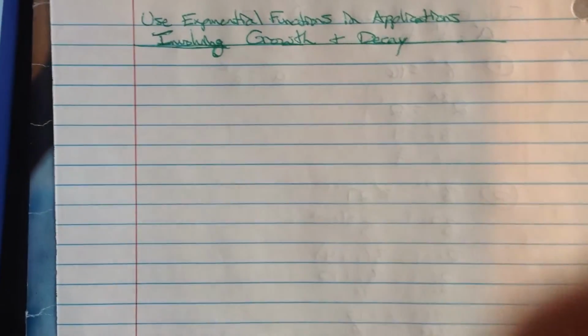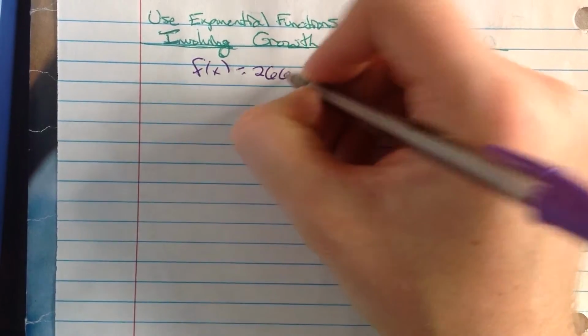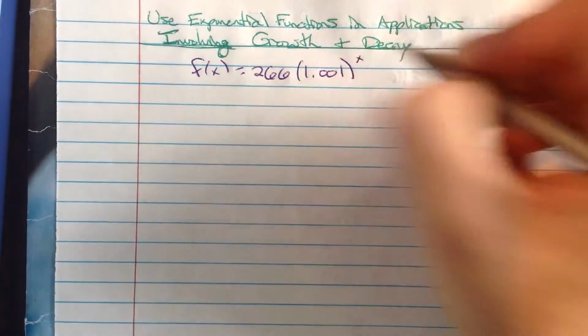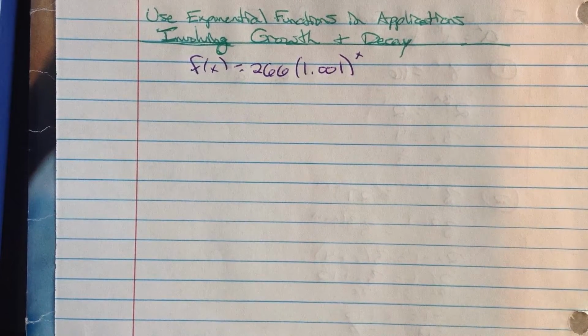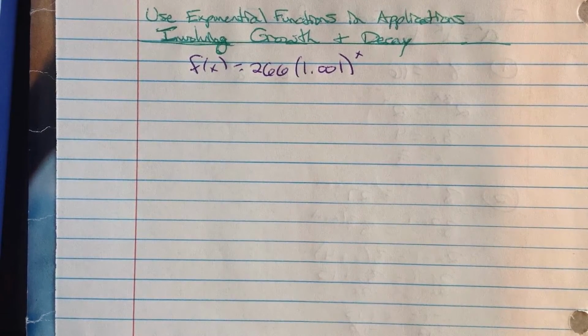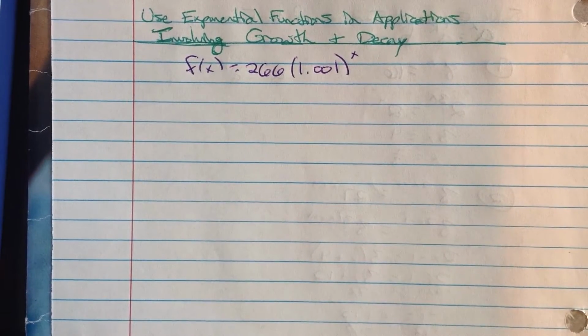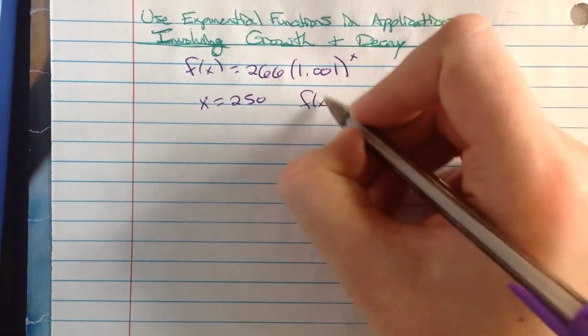So let's quickly write that function. f of x equals 266 times 1.001 to the x power. So what this means is, well, first, what do we want to find? Let's first identify that part. We want to use the function to approximate to the nearest unit the carbon dioxide concentration in 2000. If x is the number of years since 1750, well, how many years has passed since 1750? 250, right? So we want to know when x is 250, what is f of x?